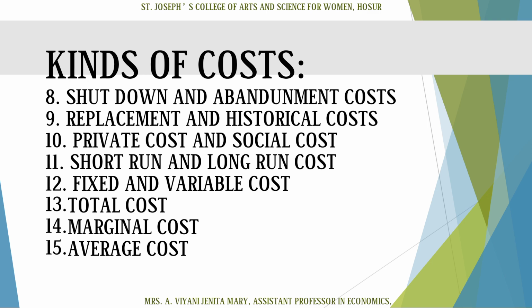Then marginal cost. Marginal means additional one unit. So the increase in cost that accompanies a unit increase in output. Additional cost associated with producing one more unit of output. That is called marginal cost. The next one is average cost. We all know what is average. Average cost is equal to the total cost divided by the number of units produced. That is called average cost. So this is all about the meaning of cost and the kinds of costs.